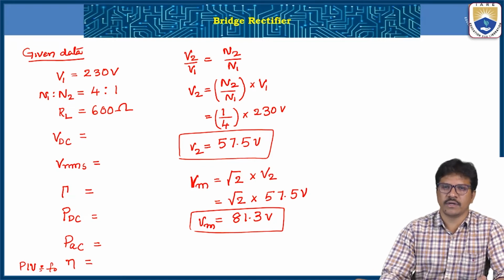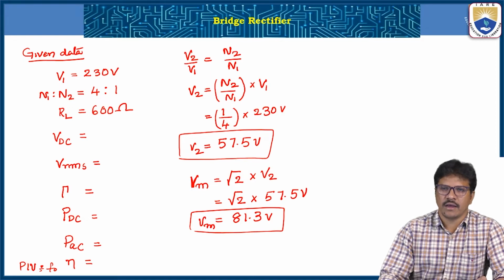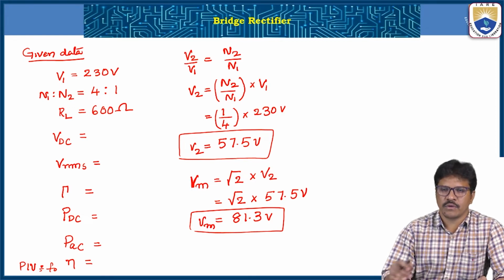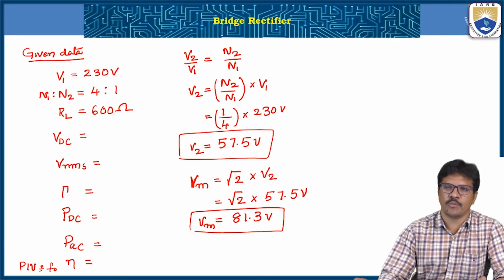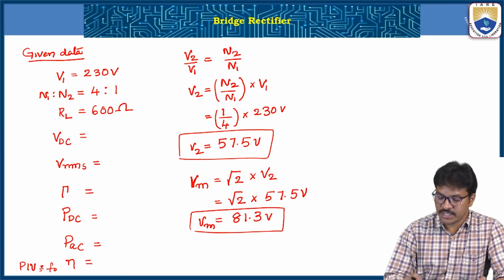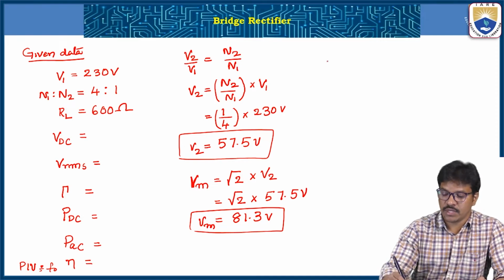During the positive cycle, two diodes get on, and during the negative cycle, the other two diodes get on, so that you will get a rectified output in the bridge rectifier. So this is the Vm. Once we got Vm, then we can easily substitute it.